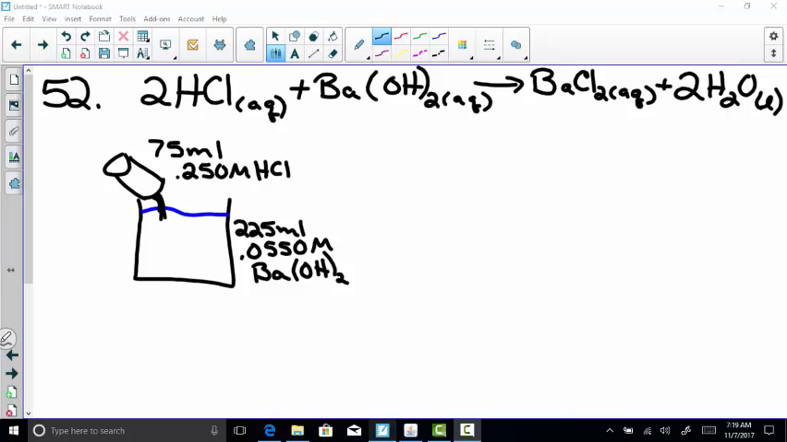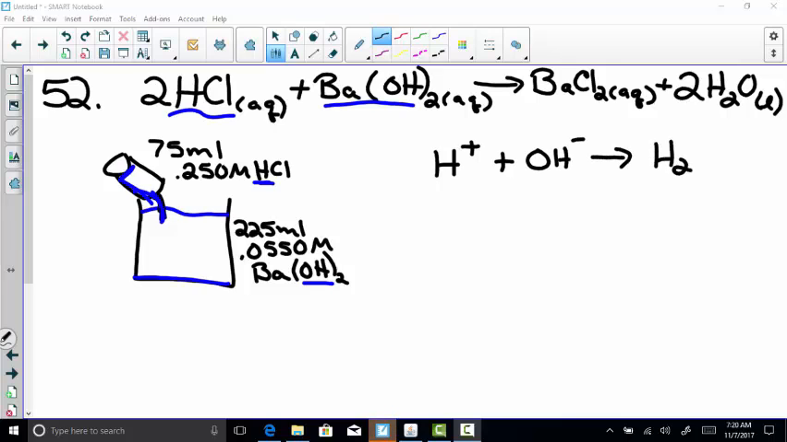So in problem 52 here, what we have is some hydrochloric acid, which is in this beaker right here, being poured into a beaker that has barium hydroxide. So that would be this beaker right here. And so what we have is a reaction that's going to take place between the hydrogen ions here and the hydroxide ions there. So our net ionic equation for this particular reaction is still the hydrogen ions reacting with the hydroxide ions to form water.